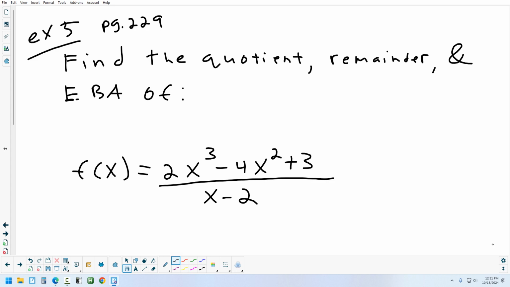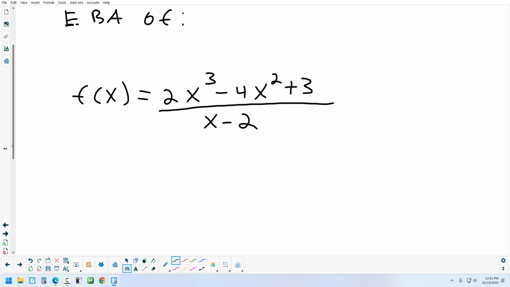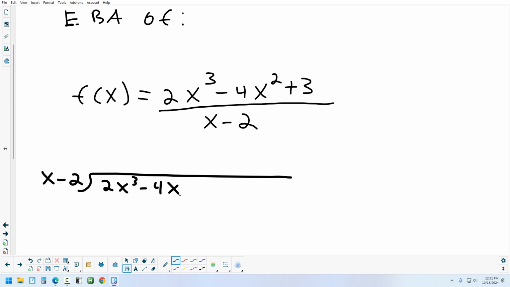Okay, so when we set up the long division, which number here goes on the outside? X minus 2 goes on the outside. And remember the numbers on the inside, if you're missing any, you need to write a 0 for the column you're missing. So we've got 2x cubed, we've got the x squared term. Do we have an x term? No, we need space for it though. So I need to write 0x.